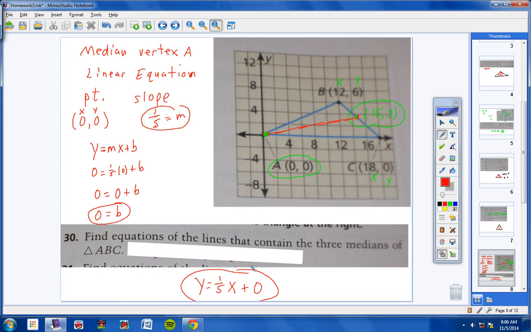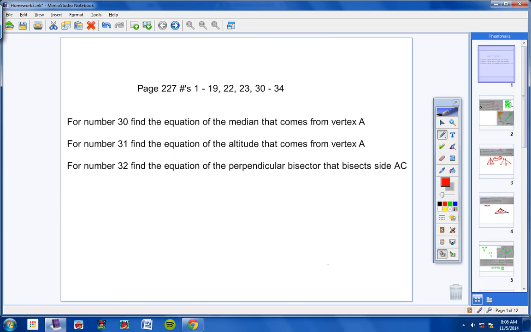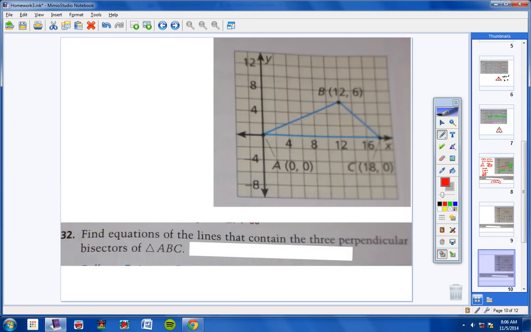Okay, let's move on to number 31. Okay, for number 31, let's see, what did I tell you guys to do for 31? I forget. 31 says, find the equation of the altitude that comes from vertex A. Okay? Altitude from vertex A.